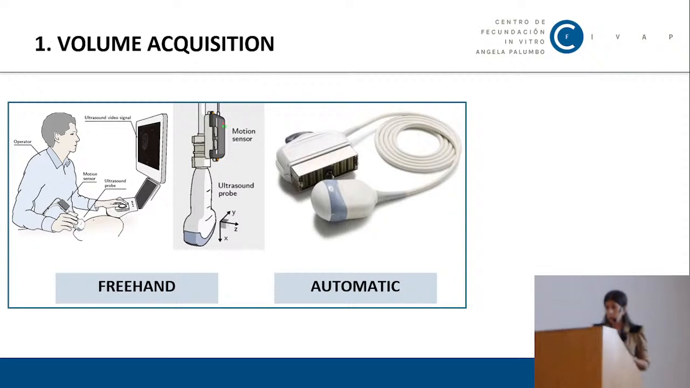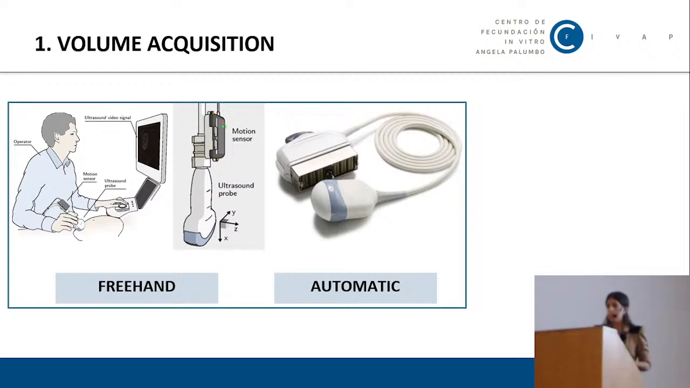So when it comes to volume acquisition, there are two different systems available. Freehand system, this requires a sensor to be attached to the 2D probe. The advantage of this technology is that it can be used with any commercially available probe on a scan machine. And then the other one is the automatic system that needs a special 3D 4D probe that can only be used as part of a specific ultrasound system.